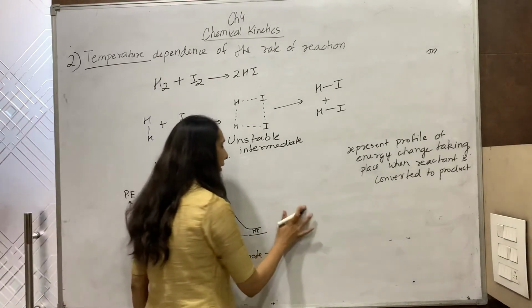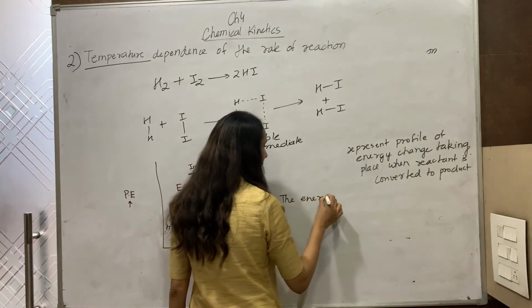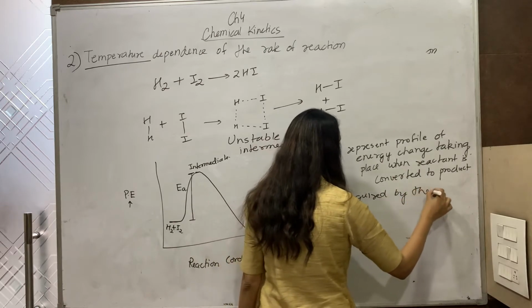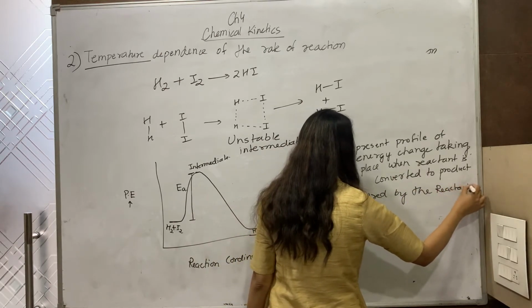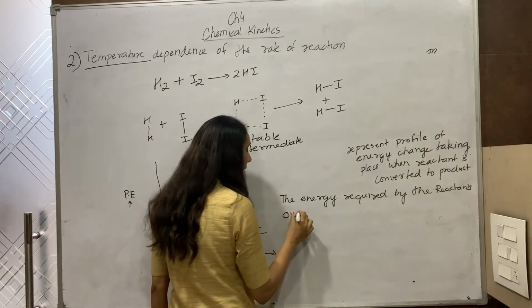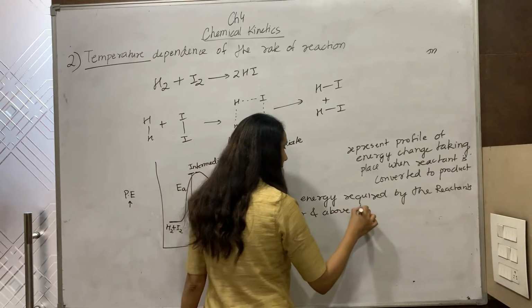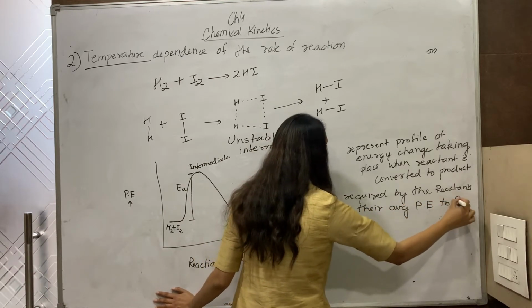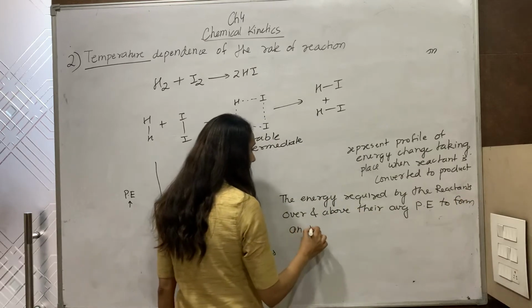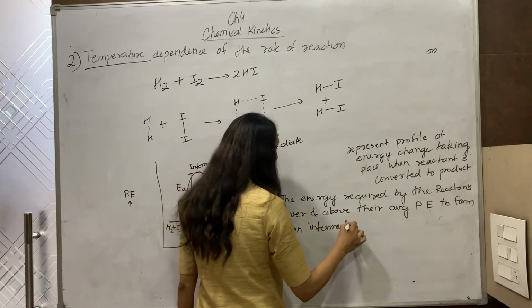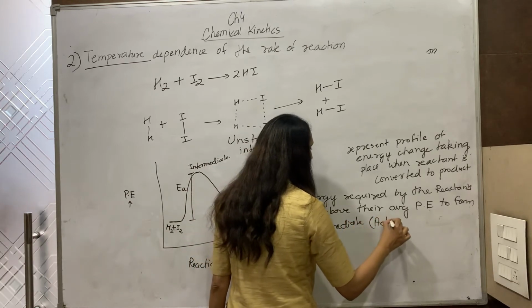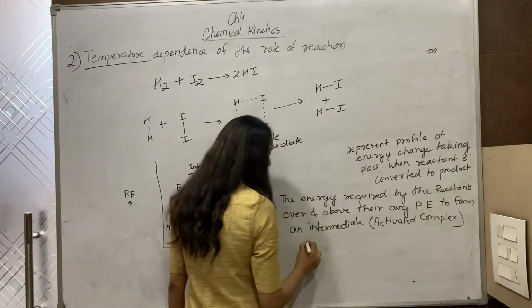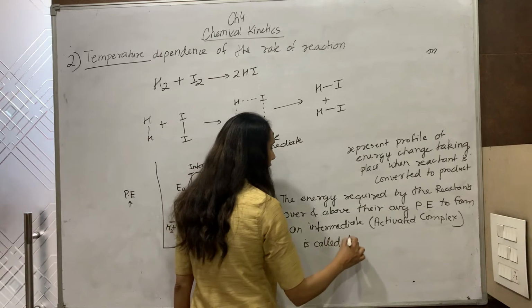So we can say the energy required by the reactants over and above their average potential energy to form an intermediate, which is also given the name activated complex, is called activation energy.